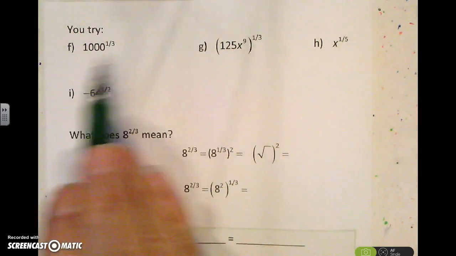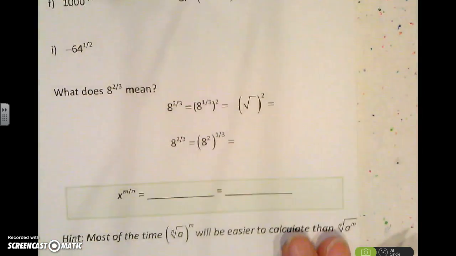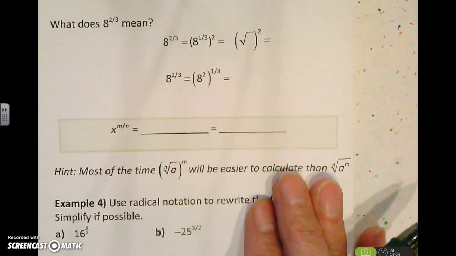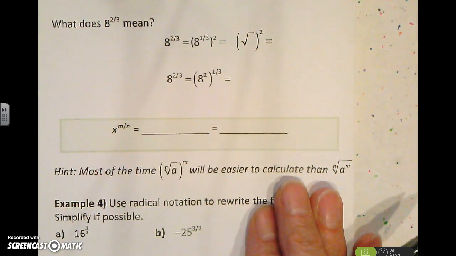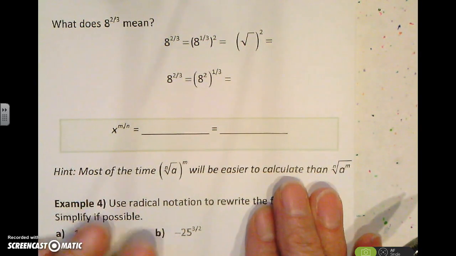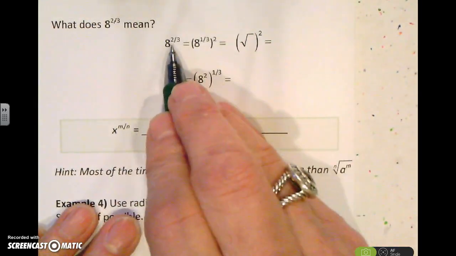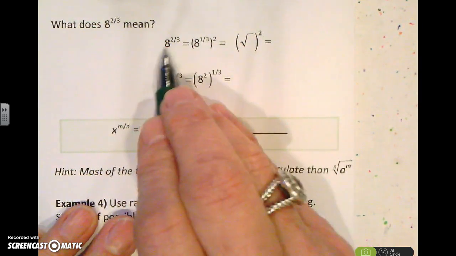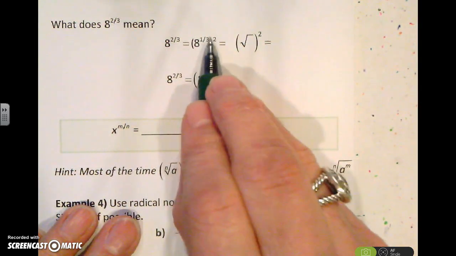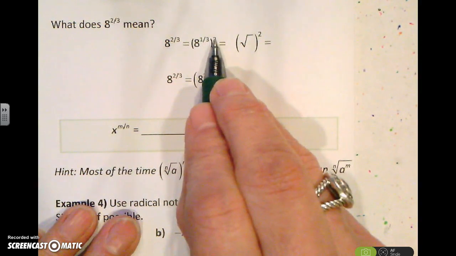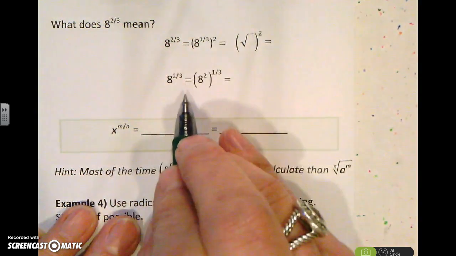All right, so now that you've completed all these up here, let's go to the next step and ask, what does 8 to the 2/3 mean? We know that 8 to the 1/3 means the cube root of 8, but what about 8 to the 2/3? So what we're going to do is think of 8 to the 2/3 and break this apart into 1/3 times 2. That's going to multiply to be 2/3.